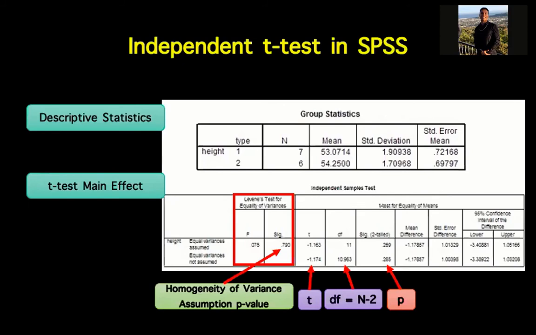But I thought for the homogeneity, you want the null to be true. You do. Oh, okay. I see what you're saying now. Yeah. So you want it to be greater than 0.05.